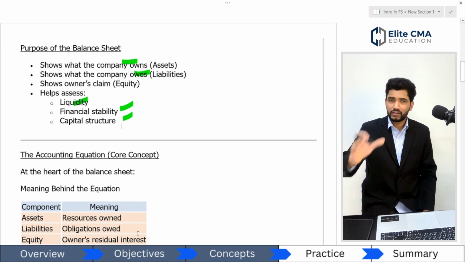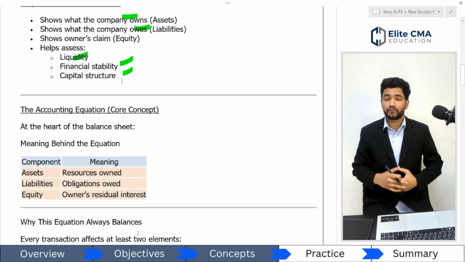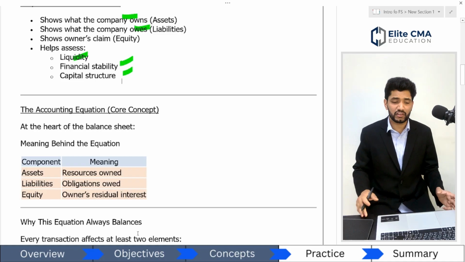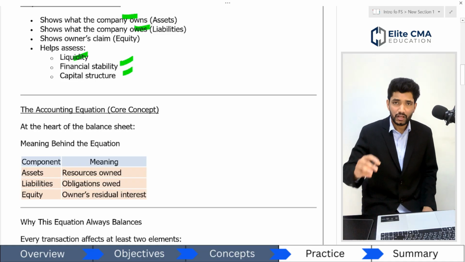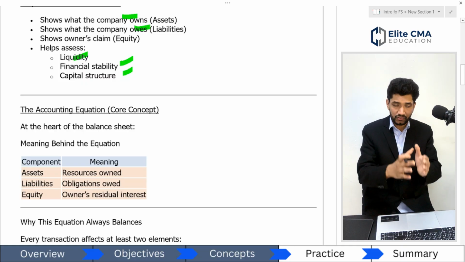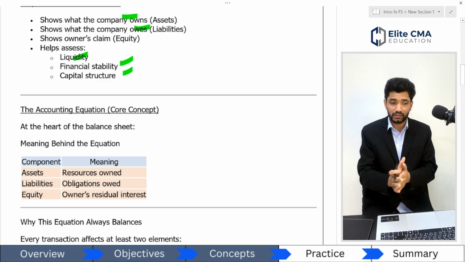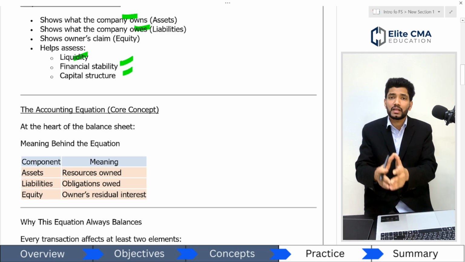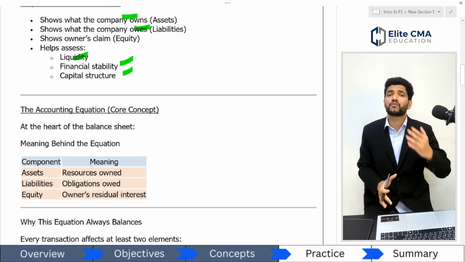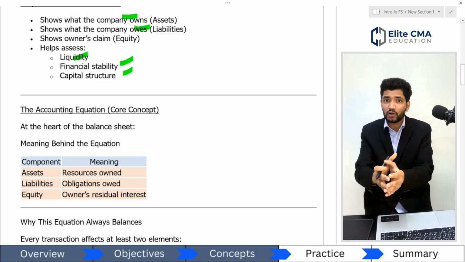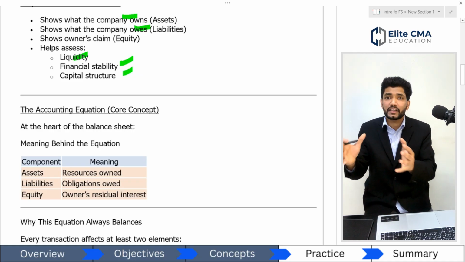The accounting equation. There is a very basic financial accounting equation: assets are equal to liabilities plus equity. The balance sheet always represents this accounting equation, that is, assets are equal to capital plus liabilities, which means that the total assets of the company are contributed either by the owners or by the creditors.